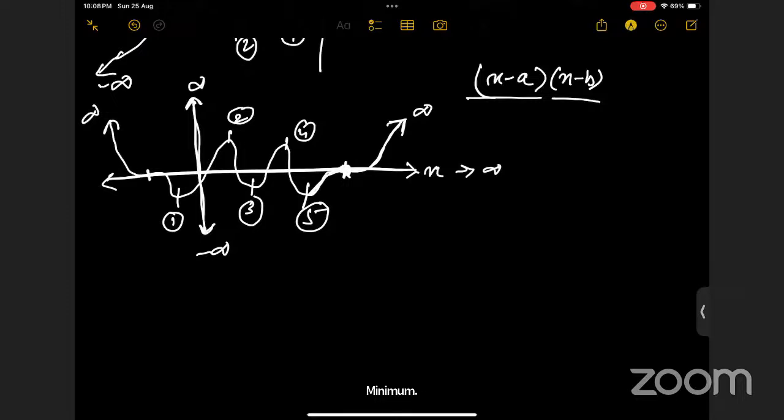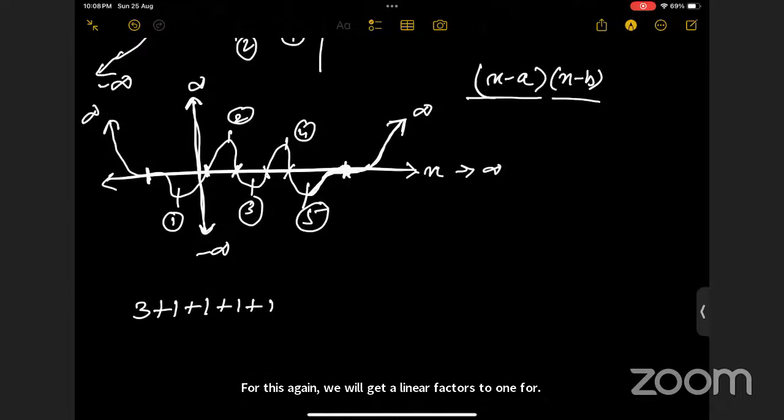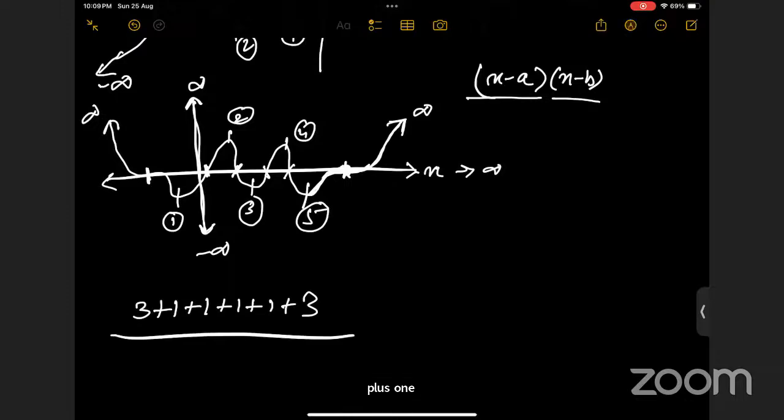For this point, it will be minimum 3, right? For this point, minimum 3. The minimum odd, which is greater than 1. So for this point, it is linear, so plus 1. For this, again, we will get a linear factor, so 1. For this, we will get 2 linear factors, plus 1 plus 1. And for this, we will get 1 odd factor, which is 3, right? So this is the minimum degree.